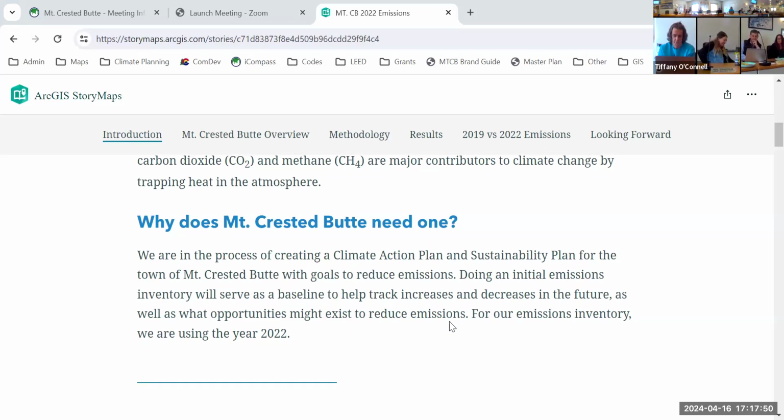Thank you. And so why does Mount Crested Butte need one? We are in the process of creating a climate action plan and a sustainability plan for the town. And this will include goals to help reduce the emissions that are contributing to climate change. Doing an initial emissions inventory will help serve as a baseline to help track the changes in emissions going forward. And it also will serve as a resource to see what opportunities might exist to help reduce emissions from certain sources. And for our emissions inventory, we use the year 2022.